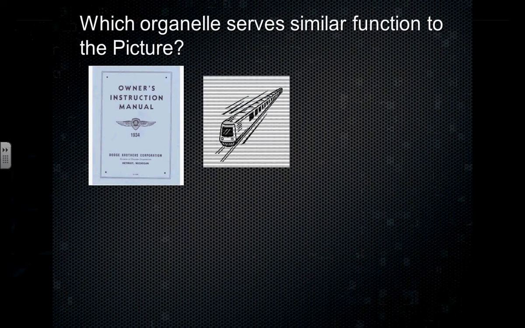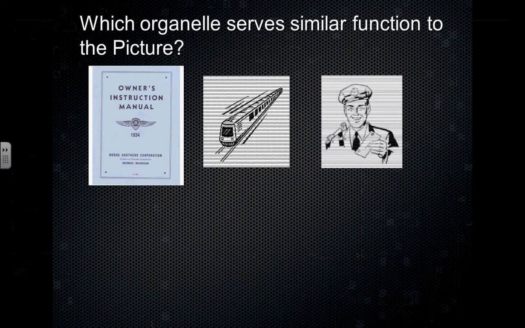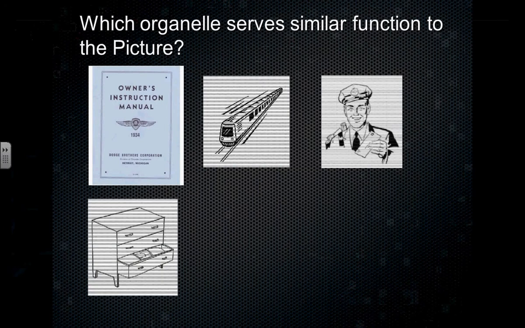How about this train, Kayla? The ER? Yep, transport, ER. How about the postman? Grace? Yeah, Golgi bodies. They deliver things to other places. How about the drawer in your dresser or cabinet? What would the drawer be like? Vacuoles? Yeah, vacuoles, they store things.